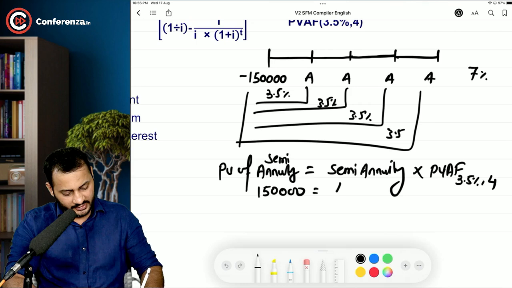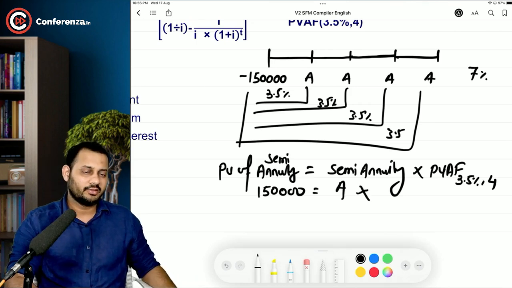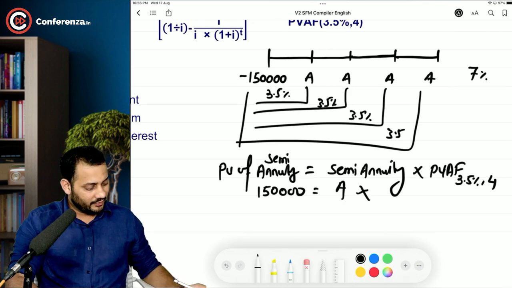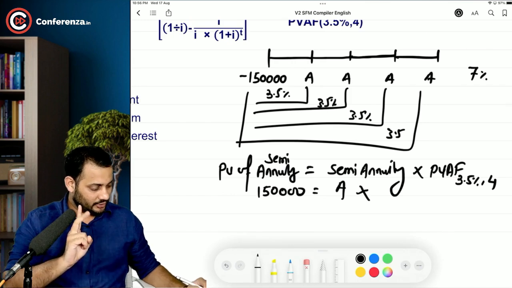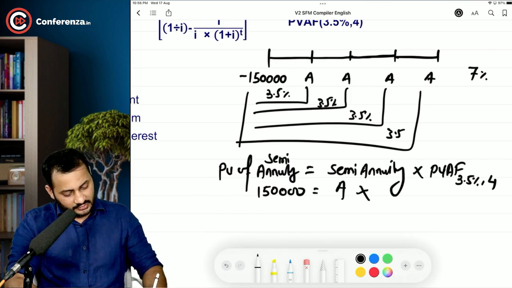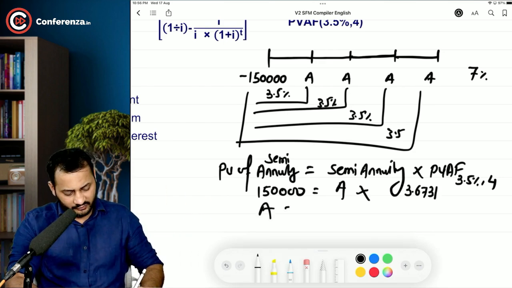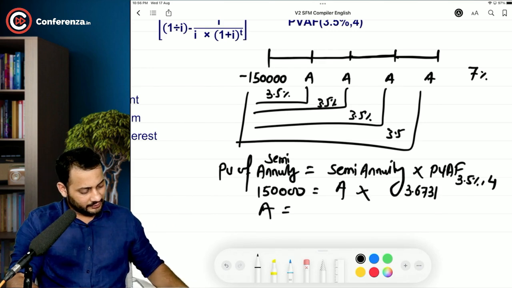I will just keep A here. And 3.5%. Do you know how to calculate the annuity with 3.5% for 4? 1 divided by 1.035, and so on, summed up. The annuity rate is 3.6731. Now you can easily calculate the premium for every reset period: 1,50,000 divided by 3.6731.